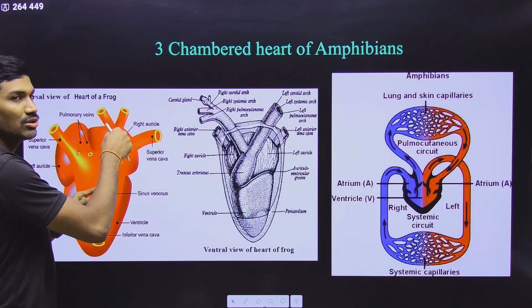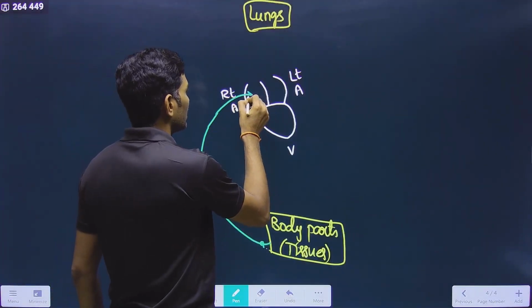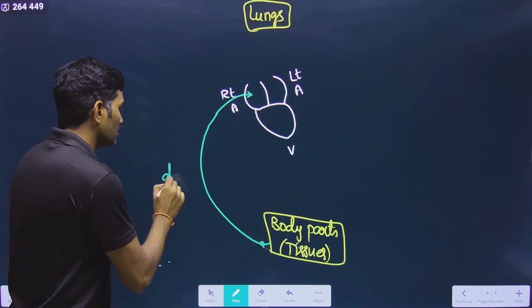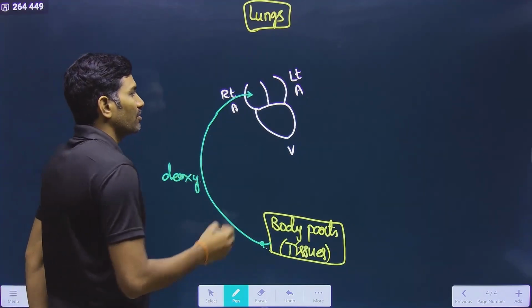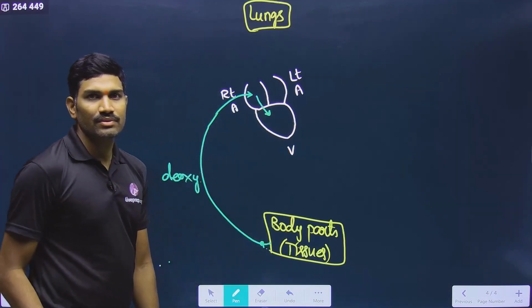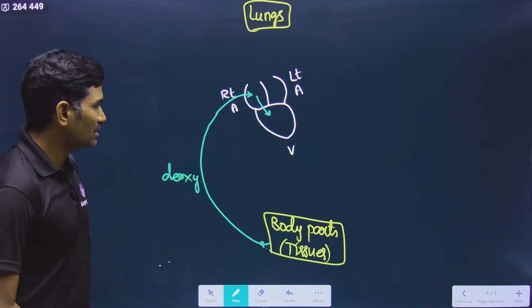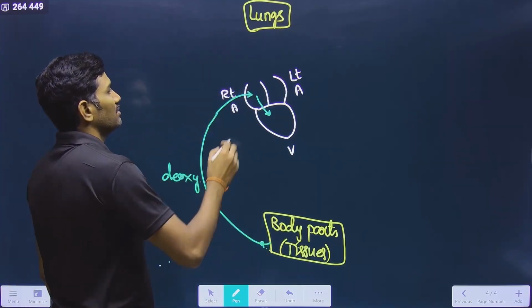From this again it is going into right atrium. Yes or no? This is the deoxygenated blood. Clear? From the right atrium, it is going into the ventricle. Nice. Let us see the next one here.